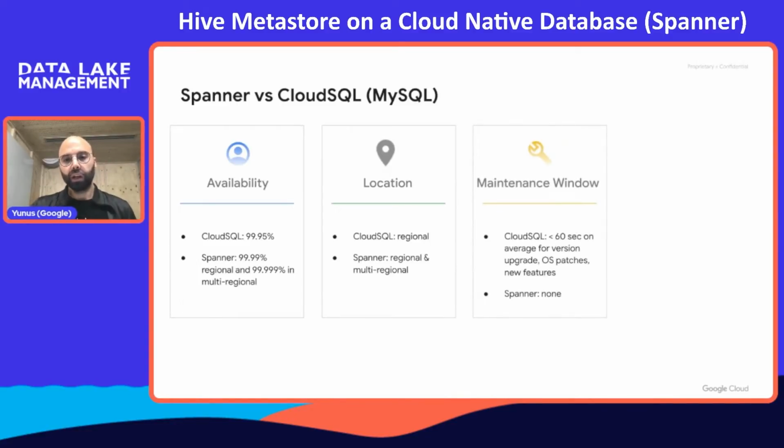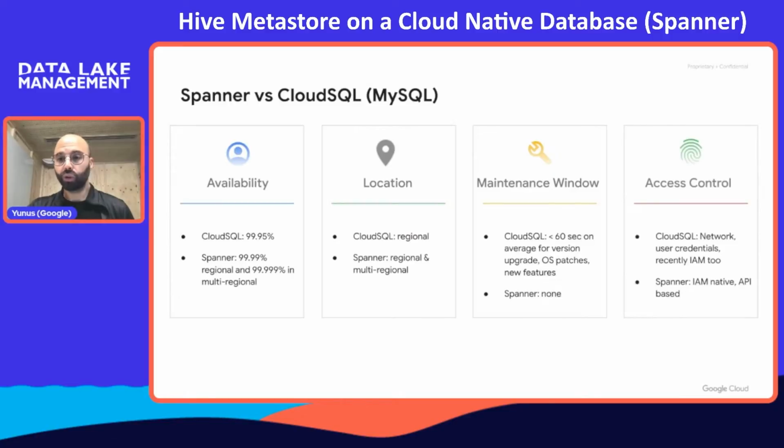Maintenance window: Cloud SQL has a maintenance window, since you need to upgrade the MySQL versions, for instance. You need security patches in the OS in the backend. For these, you have to define a maintenance window, which decreases the availability of the service. But for Spanner, there is no maintenance window. You don't see it.